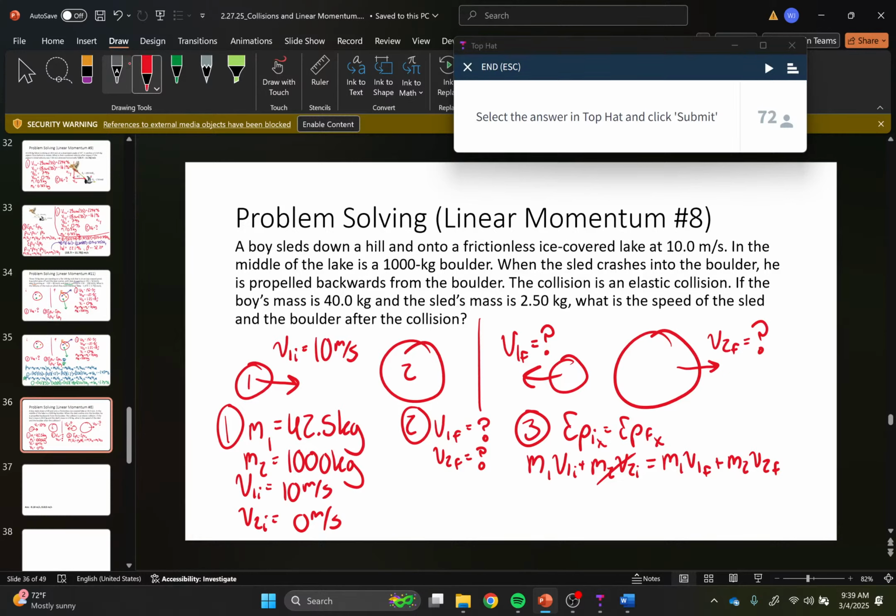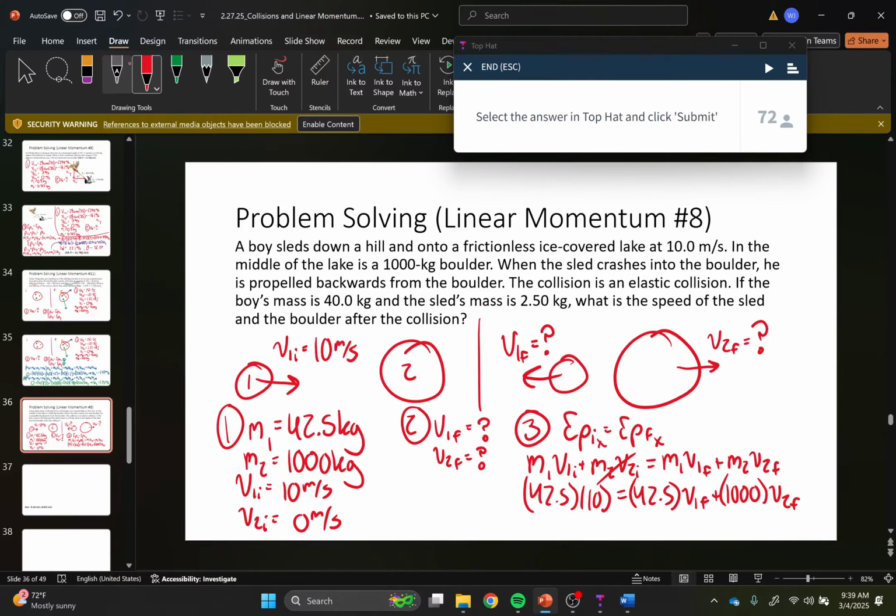Let me plug in numbers and then I'm going to erase them right after, so that I can show you the problem. We have one equation with two unknowns. It's impossible to solve. That does not mean this problem is impossible to solve. It means there's something extra we have to do.